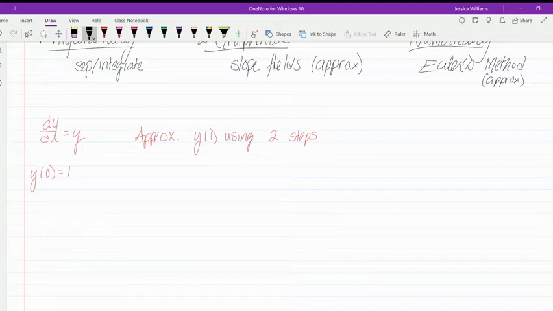So here's what you're doing. We are going to start where they tell us to start because we're not monsters. So here we are at (0, 1). At this point (0, 1), the slope of our tangent line, if dy/dx equals y, is 1. So they are having us walk along these tangent lines until we get to the number we're trying to approximate. They want us to approximate y of 1, and they want us to use 2 steps, which means we're going to stop at a half and reevaluate and then go again to get to 1.